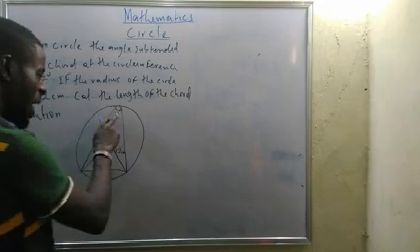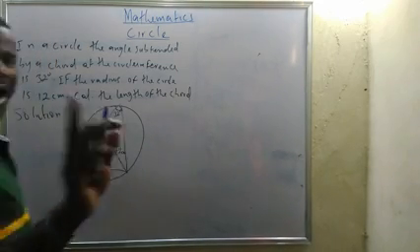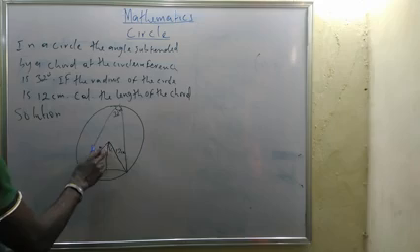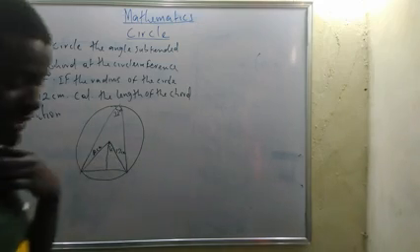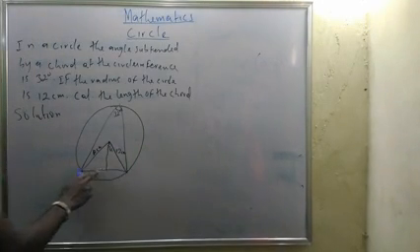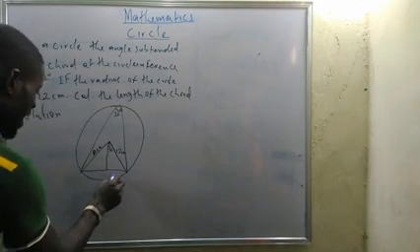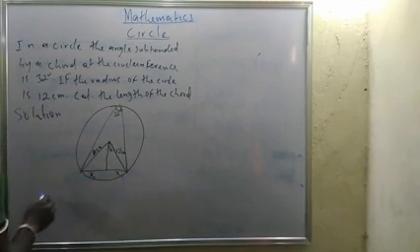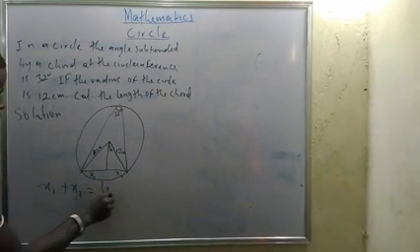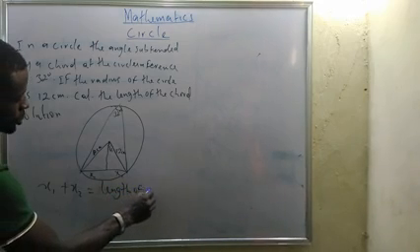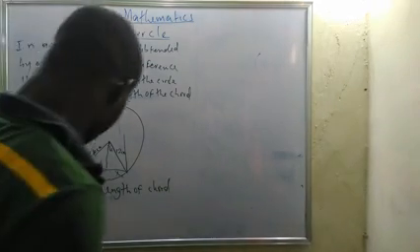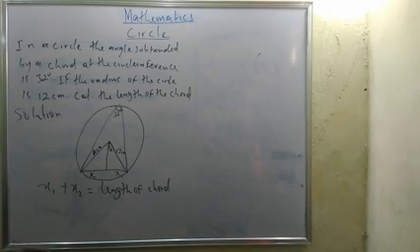I've divided it. I know that the angle at the circumference is half the angle at the center. It means here will be 32. Double of it, 32 plus 32, will be 64. It means the angle at the center is 64. That is very good. Now, this is the length of the chord we are talking about. I can call it X1 and X2. It means X1 plus X2 equals the length of chord. Please take note of that.